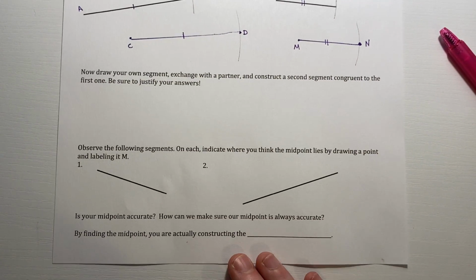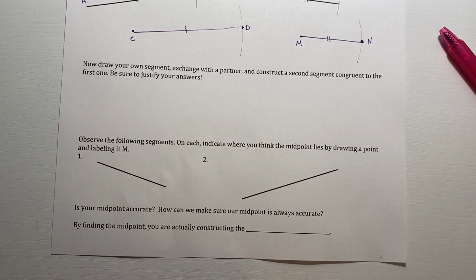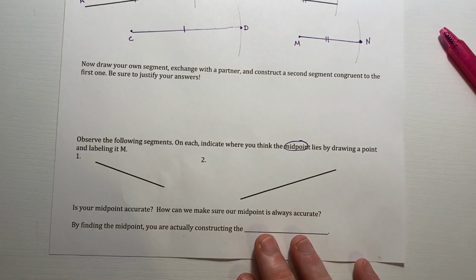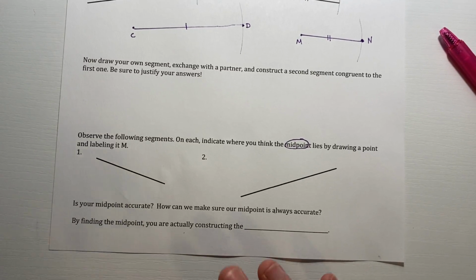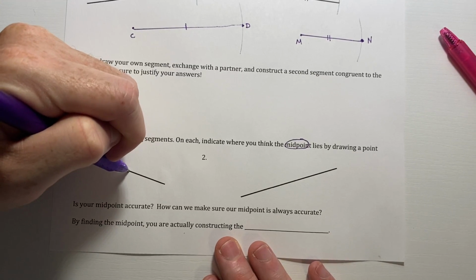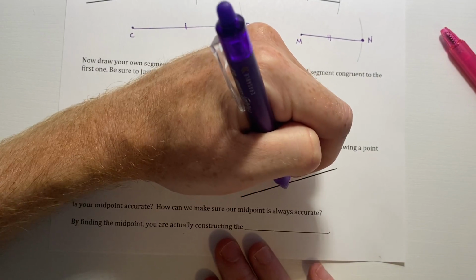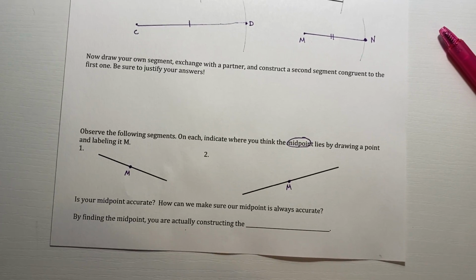Okay, so now it says, observe the following segment. For each, indicate where you think the midpoint lies by drawing a point and labeling it M. So midpoint is pretty self-explanatory. It is a point in the middle of the segment. That's why I call it midpoint. So let's just give it a go here. Let's call this M. And let's go right here and call that M. So is my midpoint accurate? I really have no way to tell.